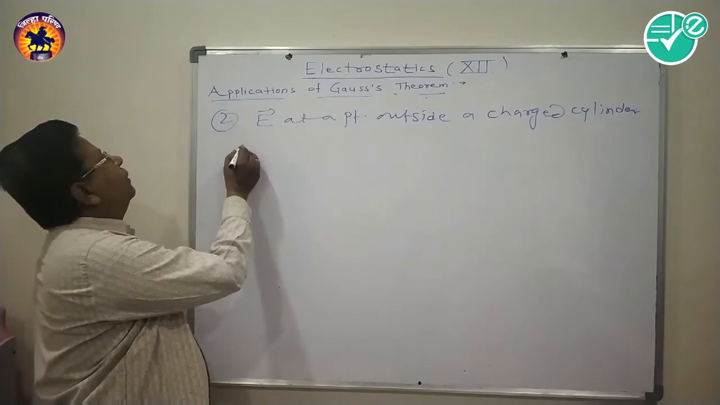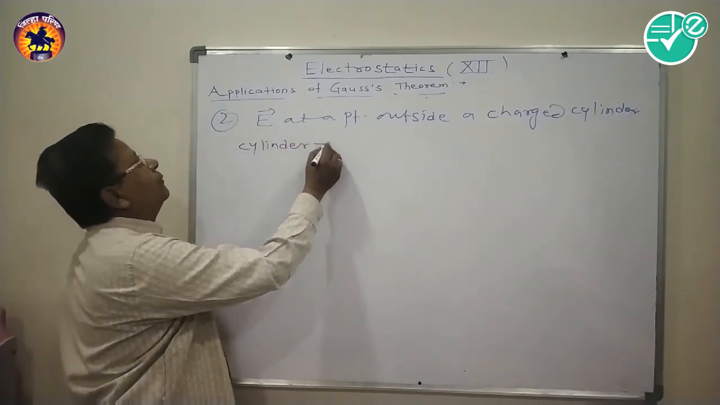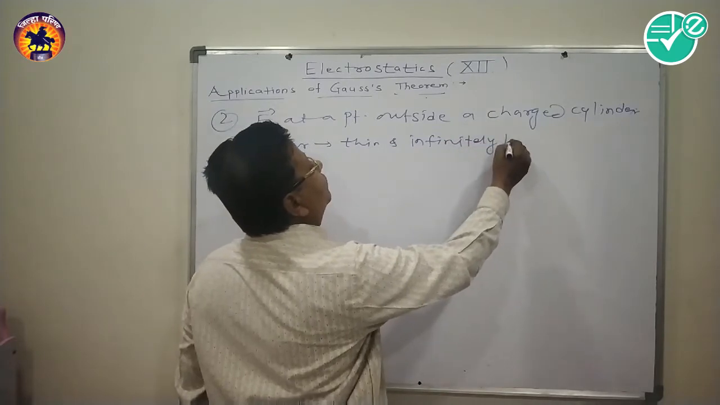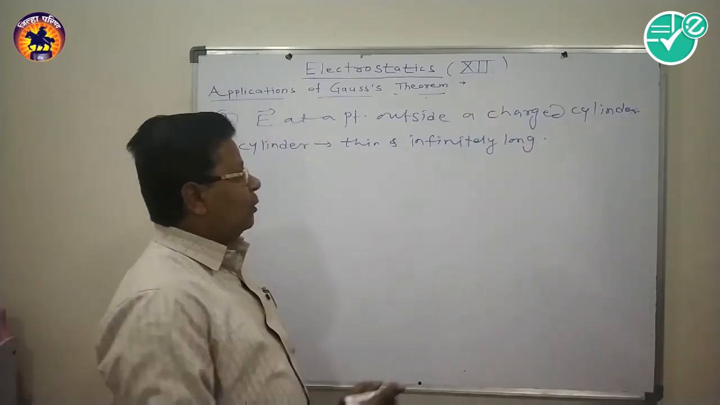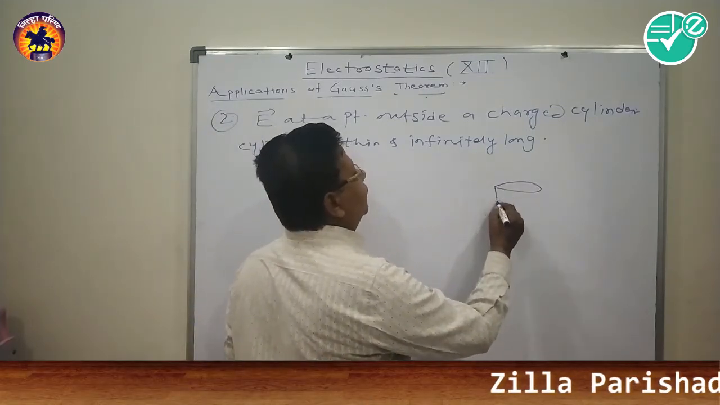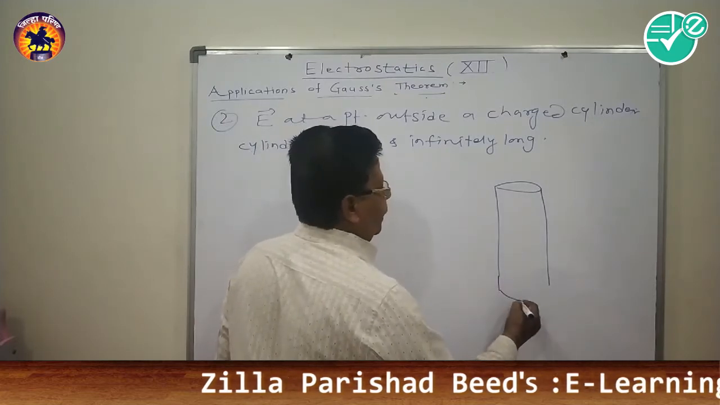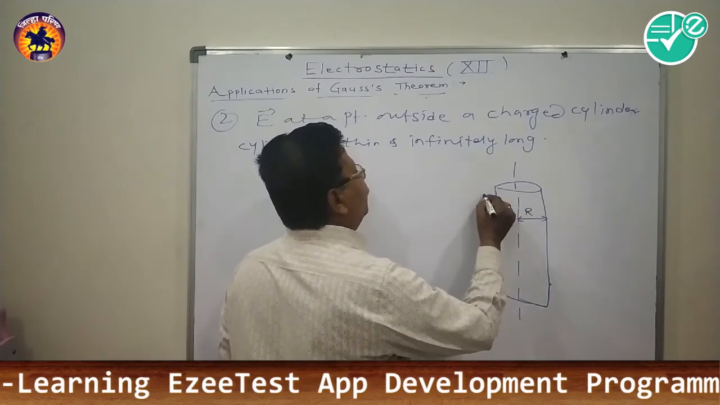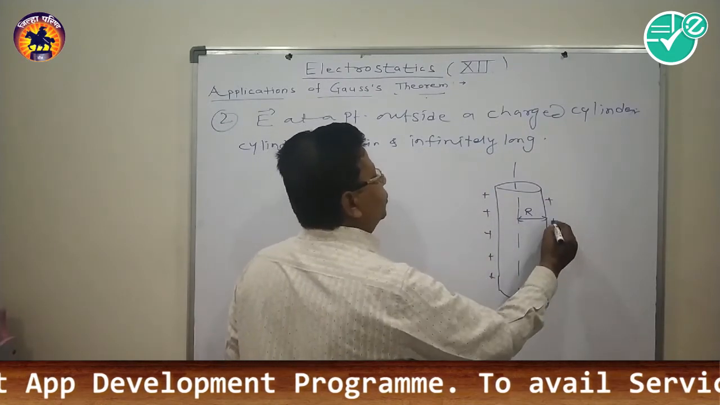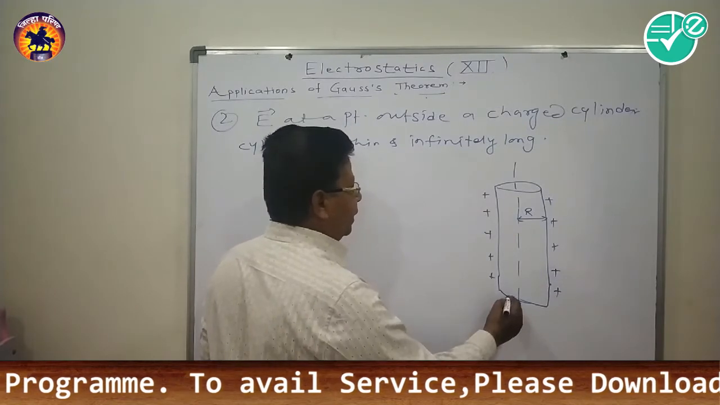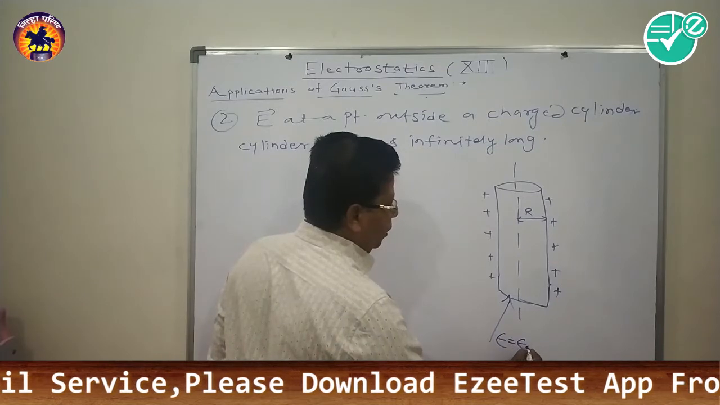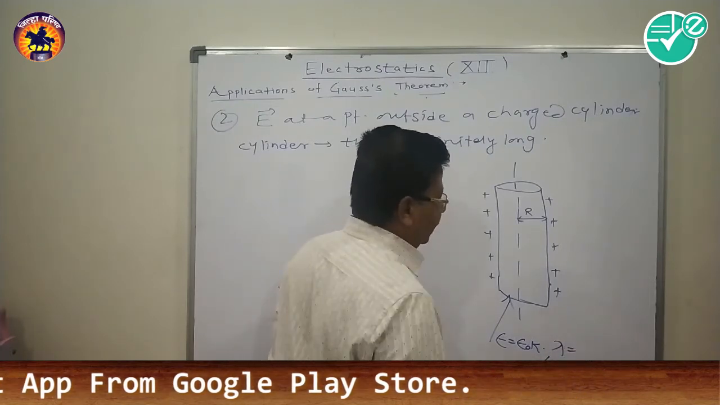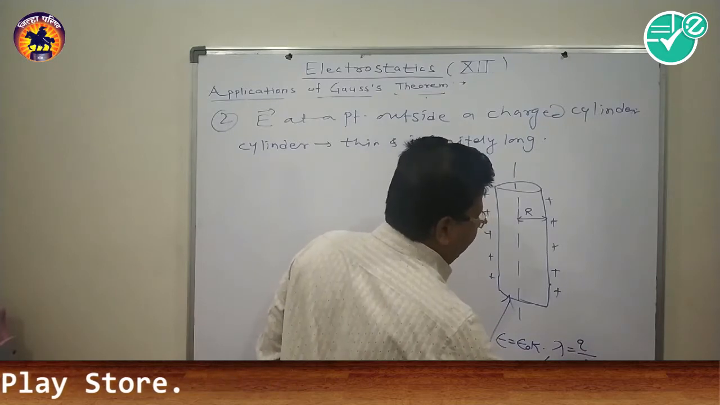And in this case, this cylinder is thin and infinitely long. Now suppose that a cylinder A having radius equal to capital R, on which charges are uniformly distributed, is kept in a medium of permittivity epsilon equal to epsilon 0 k, and again consider that lambda is the linear charge density of the cylinder A.